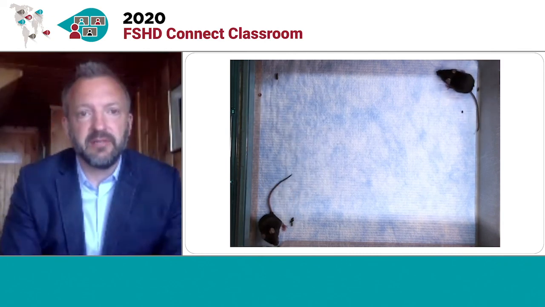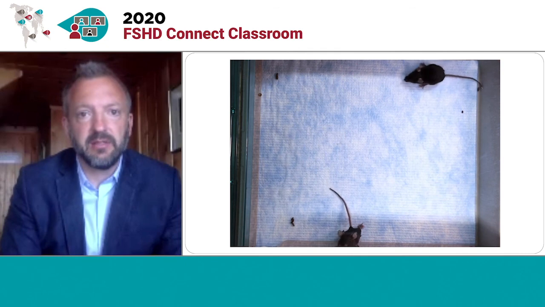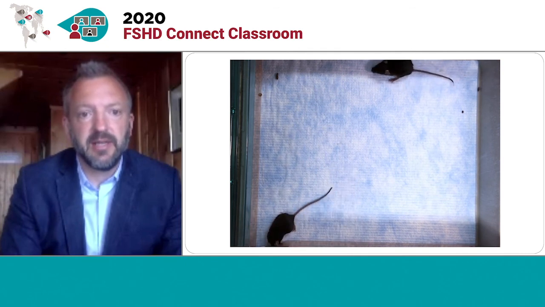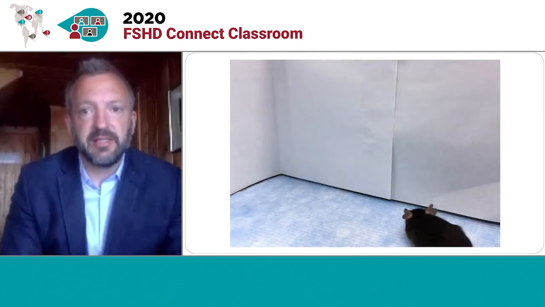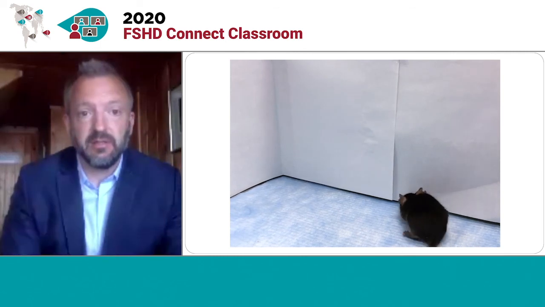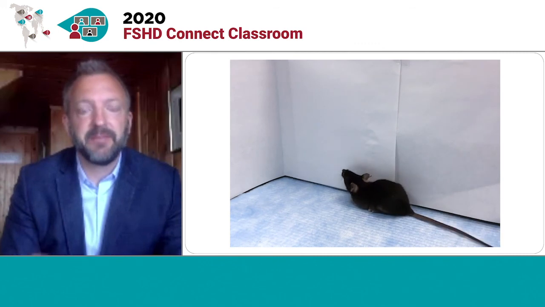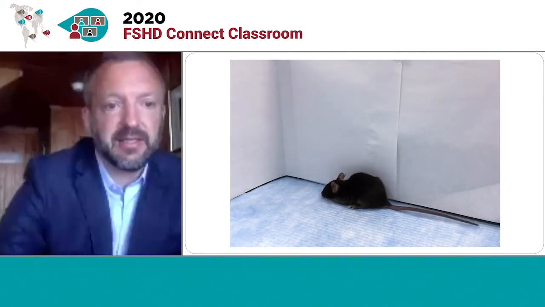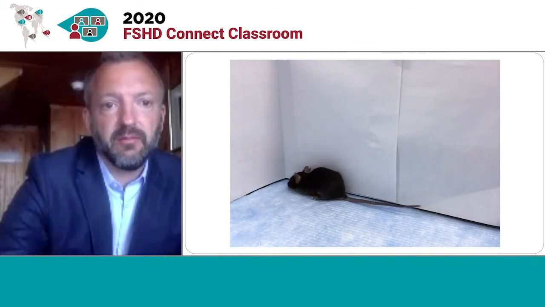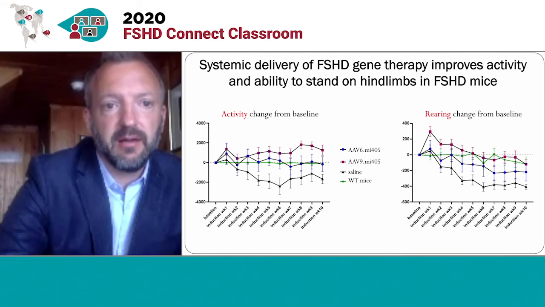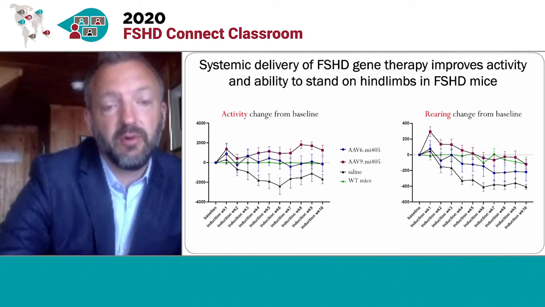I think you can appreciate in this video which mouse has DUX4 on and which one does not. So we can inject mice systemically, meaning delivered through the bloodstream. So our treatment hits all muscles, and then we ask if we have some benefit in this assay. And we have some data now, actually quite a bit of data now.